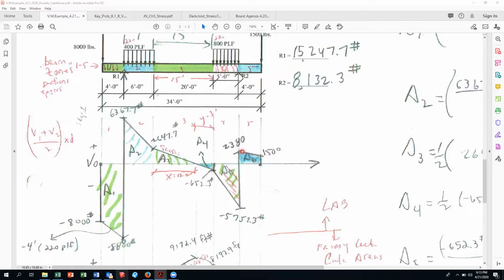If I'm moving left to right, it's decreasing. But if I'm moving right to left, it's increasing at 220 pounds per foot. So you could say that 1500 plus, in parentheses, that's a 4-foot span times 220. That gives me my 2380. So you can move right to left using these slopes. Why is this slope so steep? Because it's got a partial linear load plus beam weight.